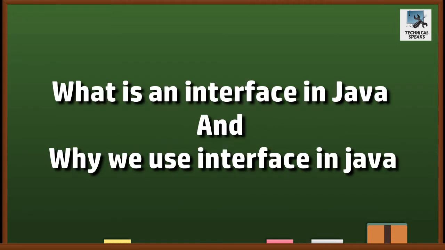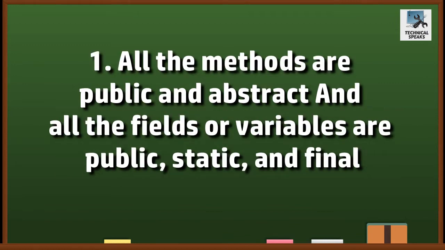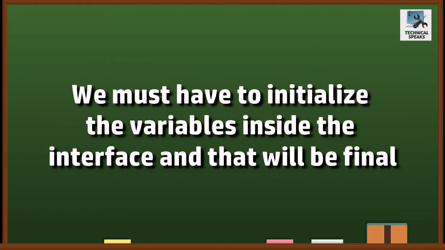Till now what we learned is what an interface in Java is and why we use an interface in Java, right? Now let's see the important points about an interface. The very first is that all the methods are public and abstract, as we discussed earlier, and all the fields or variables are public, static and final. Means we must initialize the variables inside the interface, and that will be final.